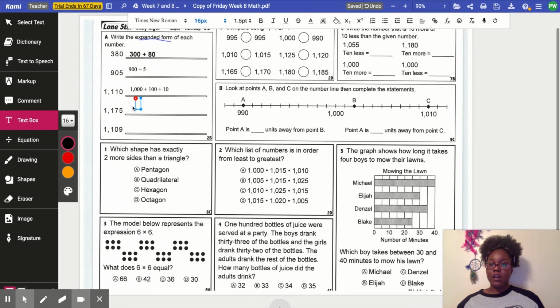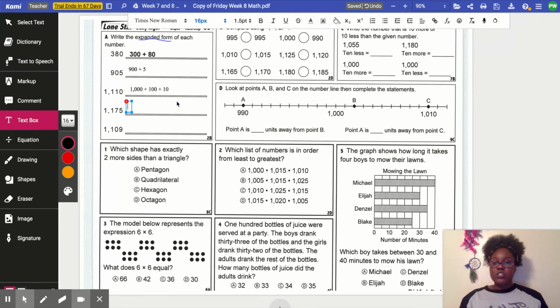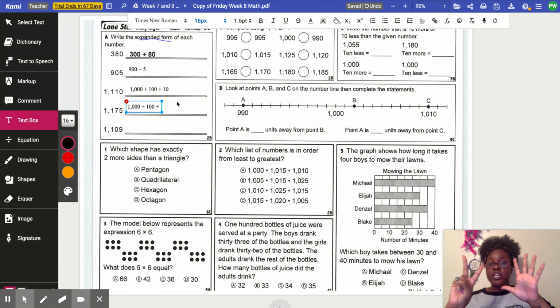All right, on this next one, we have 1,175, which is written in expanded form as 1,000 plus, it's 1 in the hundreds, so 100, plus, I have 7 in the tens. If you don't know that that's 70, you can hold up 7 fingers and count by tens. 10, 20, 30, 40, 50, 60, 70, plus 5.